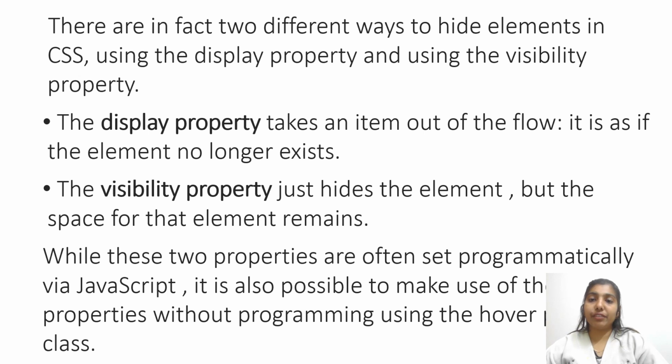There are in fact two different ways to hide elements in CSS, using the display property and using the visibility property. The display property takes an item out of the flow. It is as if the element no longer exists. The visibility property just hides the element, but the space for that element remains. While these two properties are often set programmatically via JavaScript, it is also possible to make use of these properties without programming using the hover pseudo class.